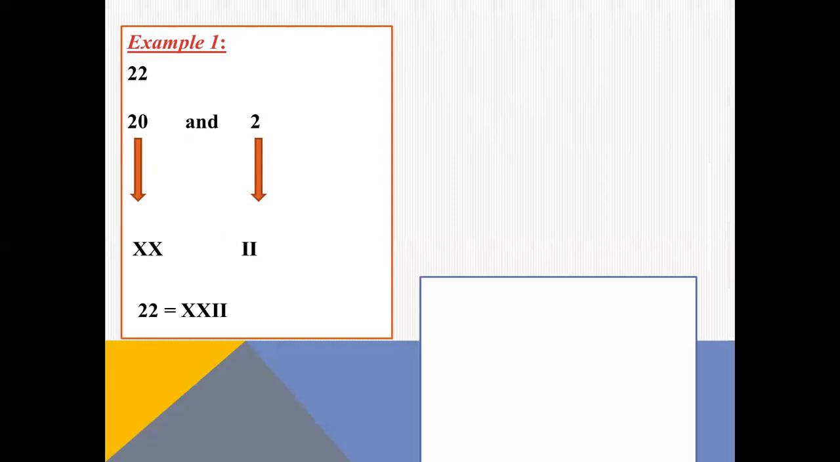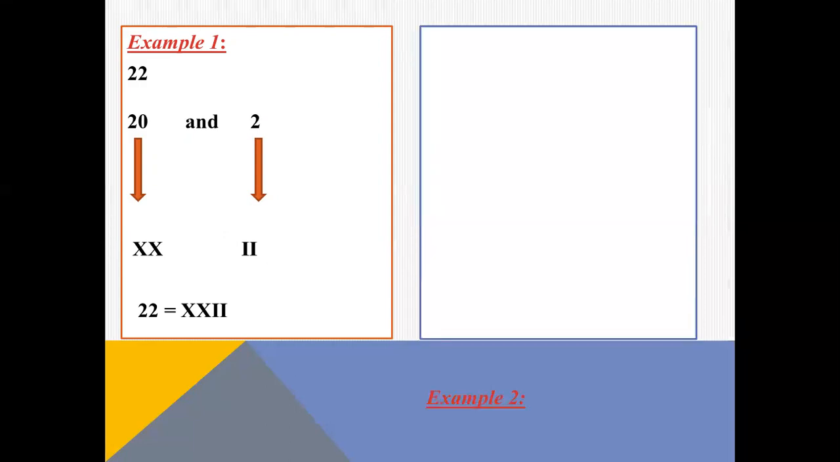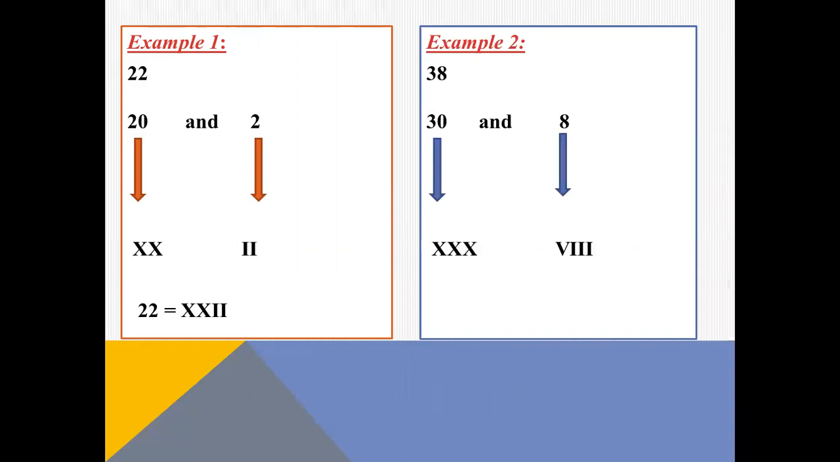Let us look at example 2. Look at number 38. We need 30 and 8 to write 38. So we write 30 as XXX and 8 as VIII. Therefore, 38 is written as XXXVIII.